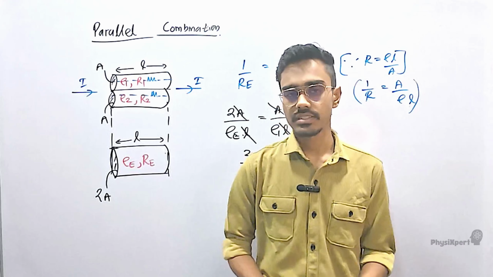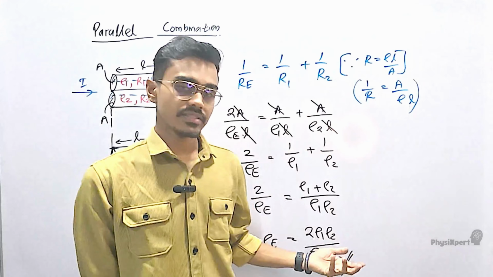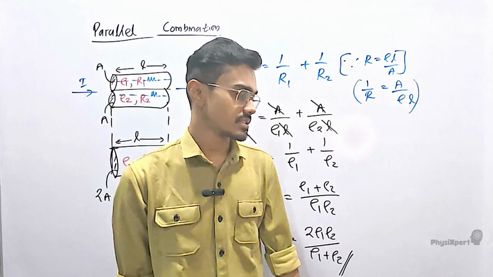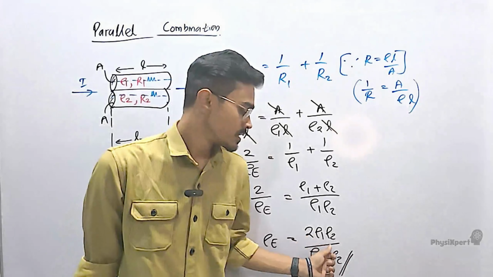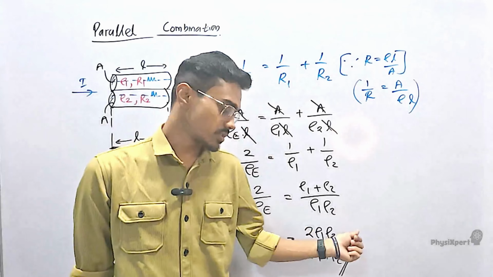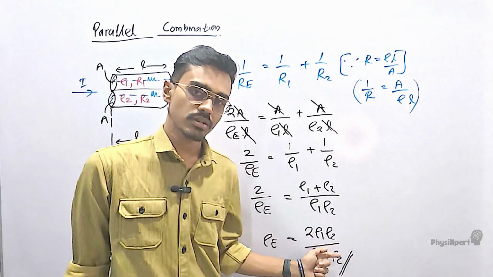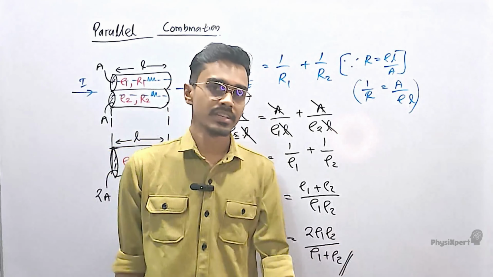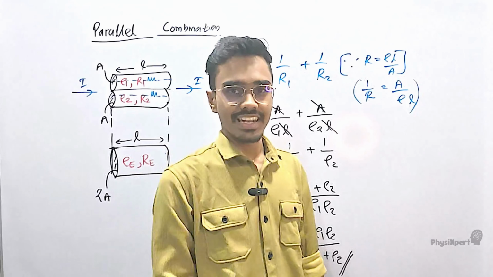If there are 3 rods, the equation is going to be different, so again you have to do the calculation. The equation is going to be 3 rho 1 rho 2 rho 3 over rho 1 rho 2 plus rho 2 rho 3 plus rho 1 rho 3. Simplify and see, and put a comment if you were able to do it for 3 rods. This is for 2 rods, I have written it for 2 rods. This is the equivalent resistivity for parallel combination.